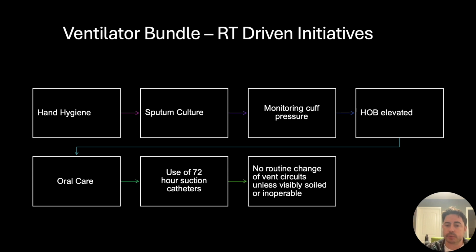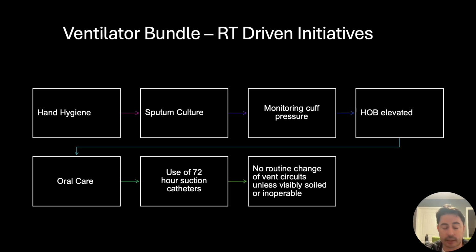Other things that we want to do is use 72-hour suction catheters. Way back when, we had suction catheters that we could not use for multiple days. They were a daily suction catheter, and we had to exchange those out every day. Well, guess what happens when you break the circuit? What we found is every time that you break the circuit, you increase the risk for ventilator-associated pneumonia. So we want to do everything that we possibly can to prevent that from happening. And we don't want any routine vent circuit changes unless the circuit itself is visibly soiled or it's inoperable.